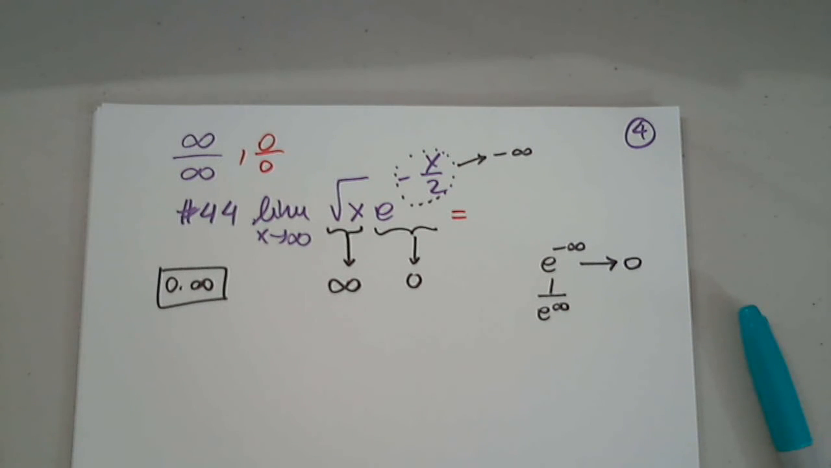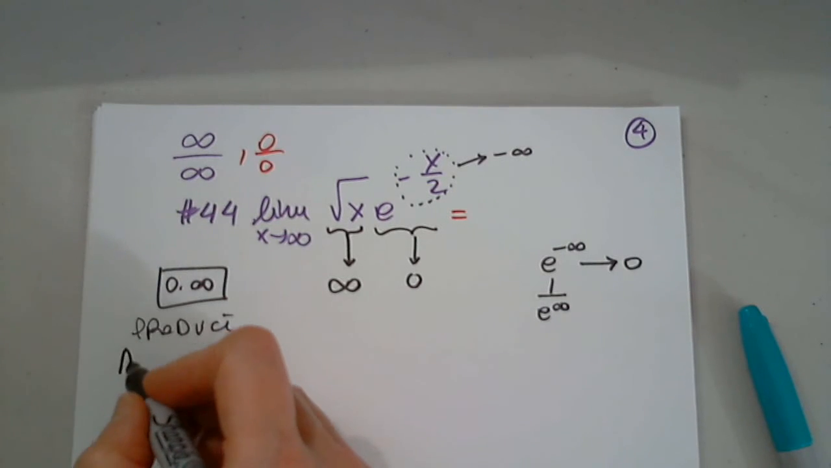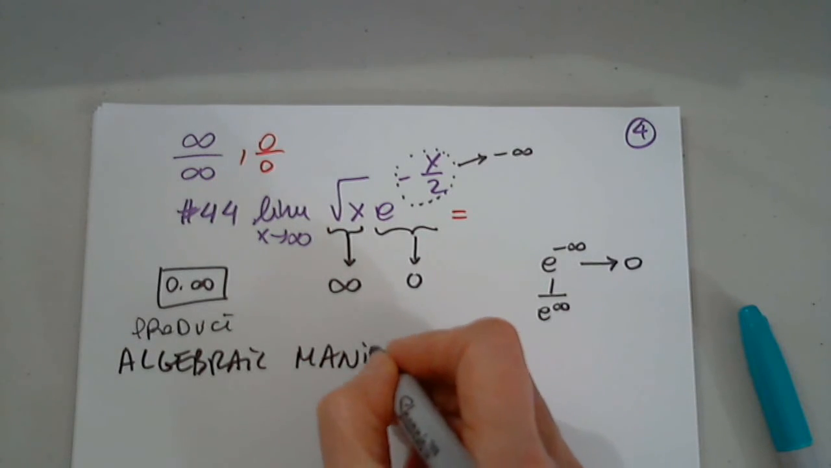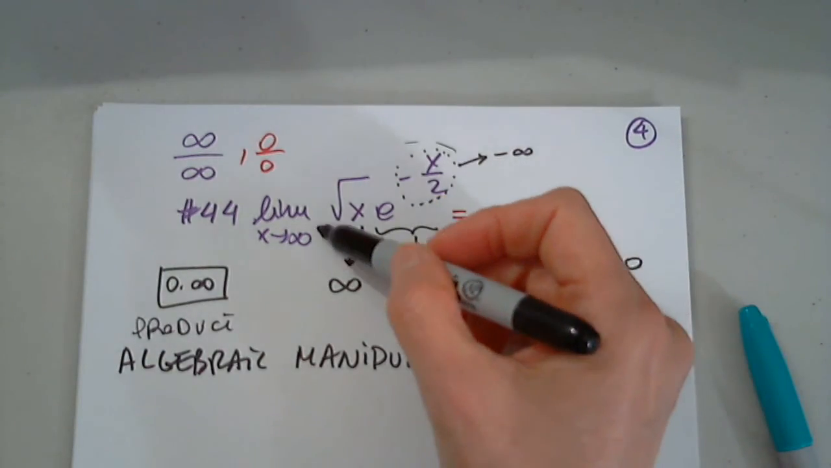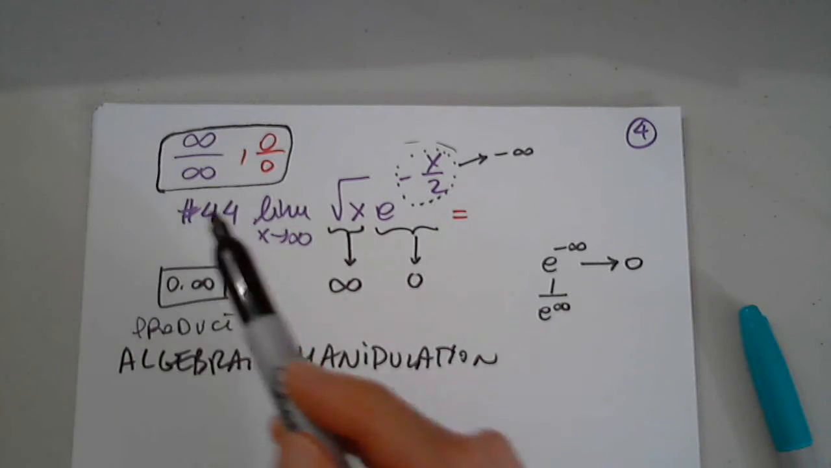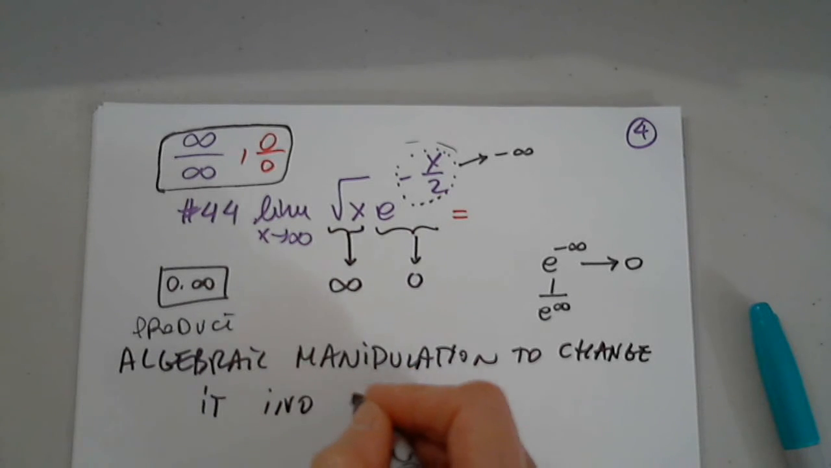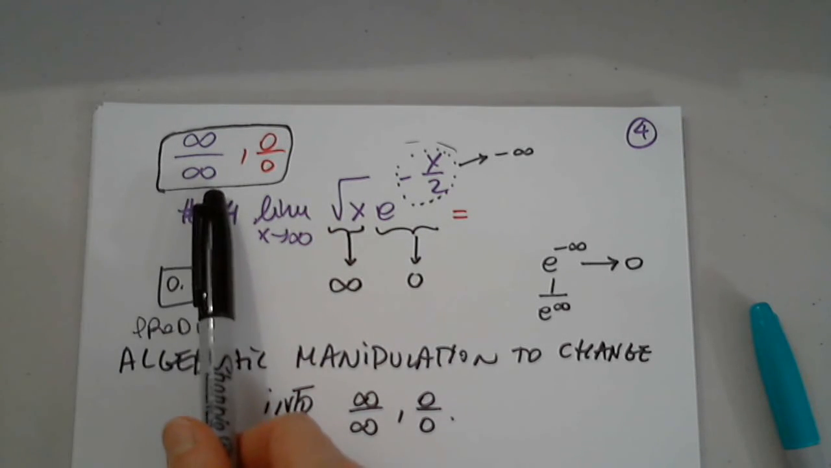Now, in this situation of the product, what we try to do is an algebraic manipulation. This is what we're trying to do. To manipulate this function algebraically to change it into 0 over 0 or infinity over infinity. Because that's what I need in order to be able to use L'Hopital's rule.